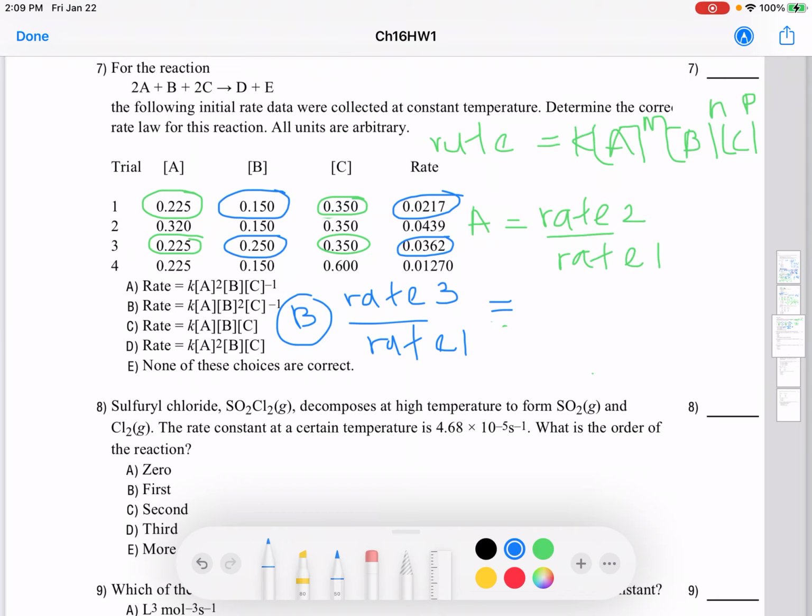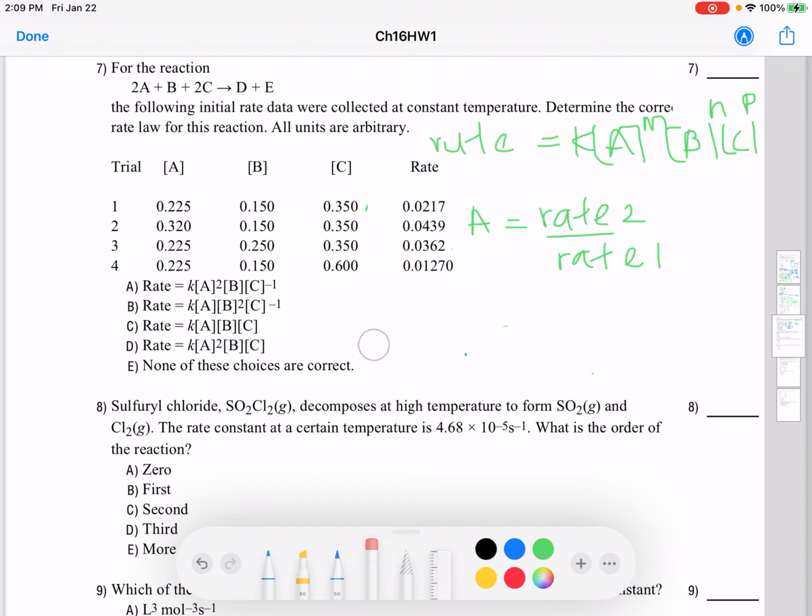For C, what can we use? We need C changing, but we want to make sure A and B are constant. A is 0.225, B is the same, but C is different. So you use rate 4 over rate 1, 0.6 over 0.35, and 0.001270 over 0.027. From that you can find out the order for C.